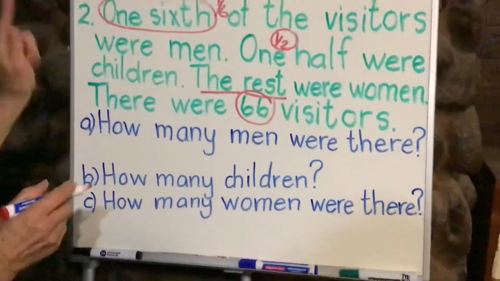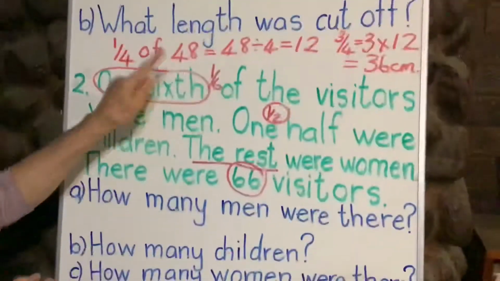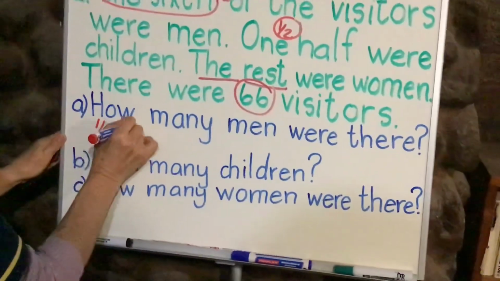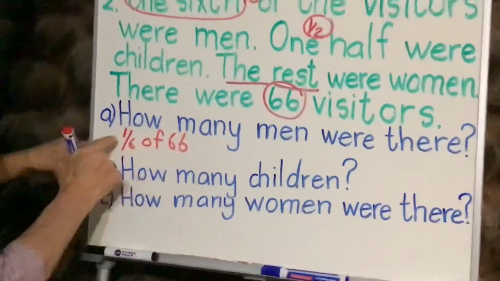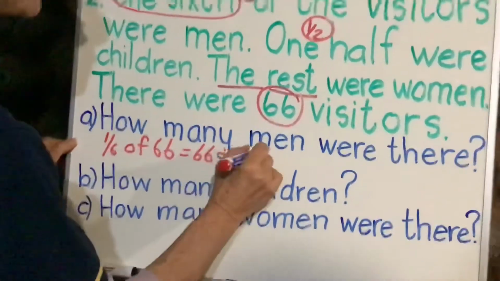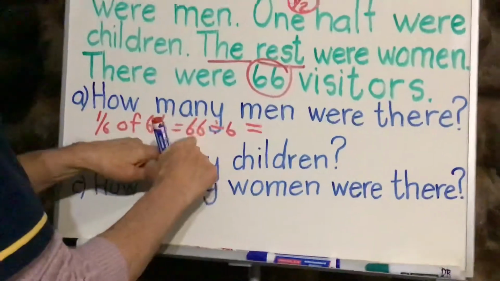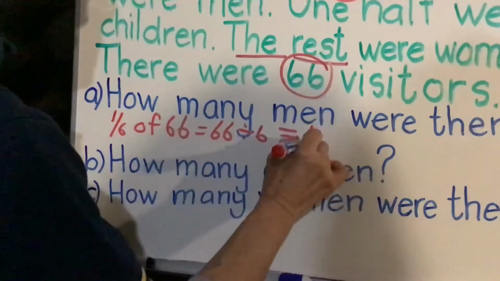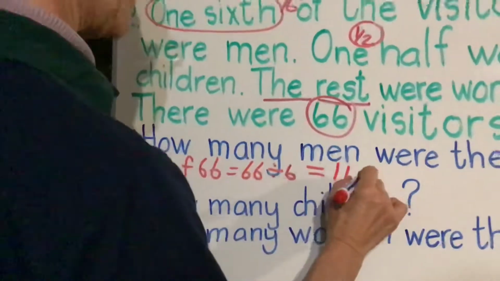Okay, so the men visitors were 1/6. So 1/6 of 66, we're going to divide 66 by 6. That's a very easy one. When we divide 66 by 6, we know from our tables that it is in fact 11. So there were 11 men.